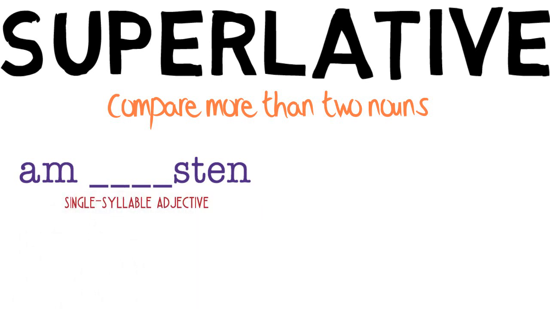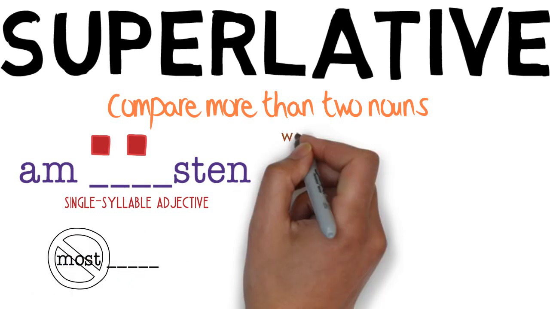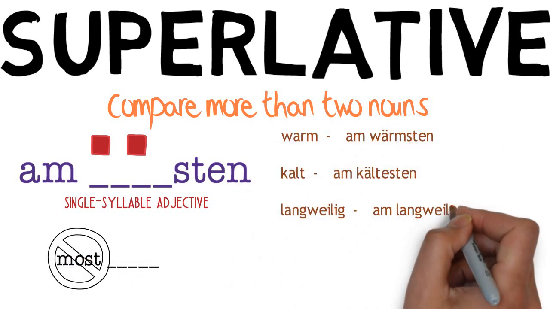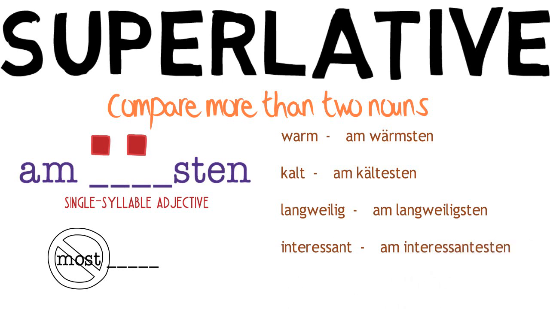As with comparative forms, single-syllable adjectives with a's, o's, and u's will usually add umlauts, and just like you don't say more something or other in German, you also don't say most something or other in German. So warm becomes am wärmsten, kalt becomes am kältesten, langweilig becomes am langweiligsten, or interessant becomes am interessantesten. By the way, you'll notice that adjectives like kalt and interessant that end in t have to add an extra e before the st ending to make it pronounceable.